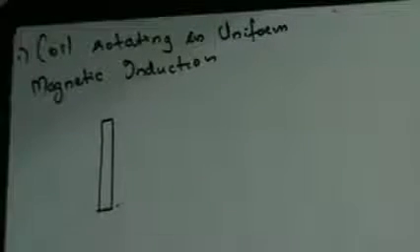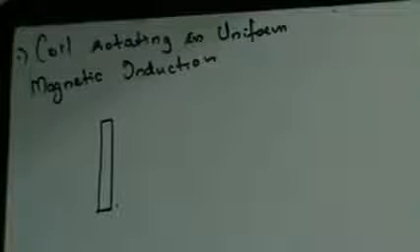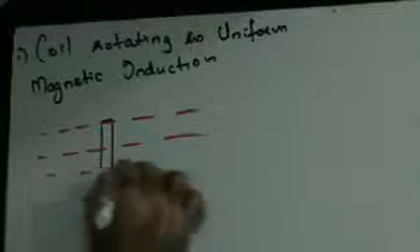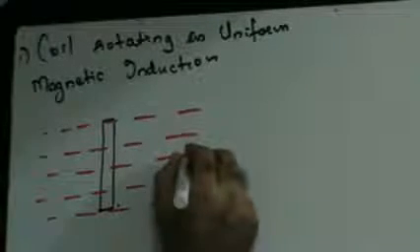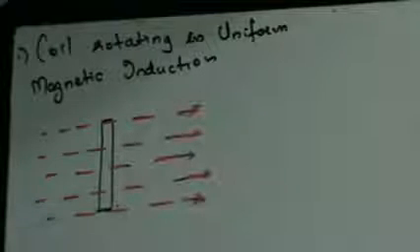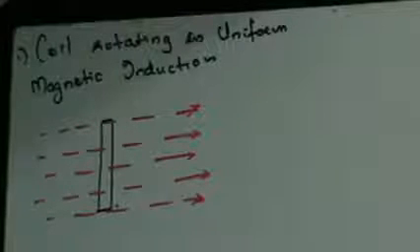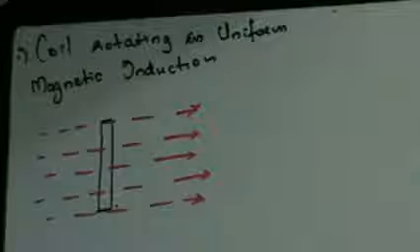Let's consider that this is your coil which has been placed in uniform magnetic induction. Let's assume that this is my uniform magnetic induction in which the coil has been placed, and the coil rotates about its axis. Let's assume that the coil rotates and moves to a new position.